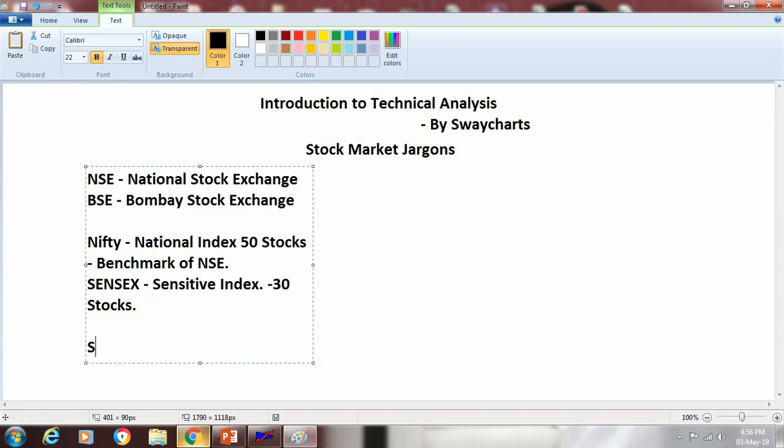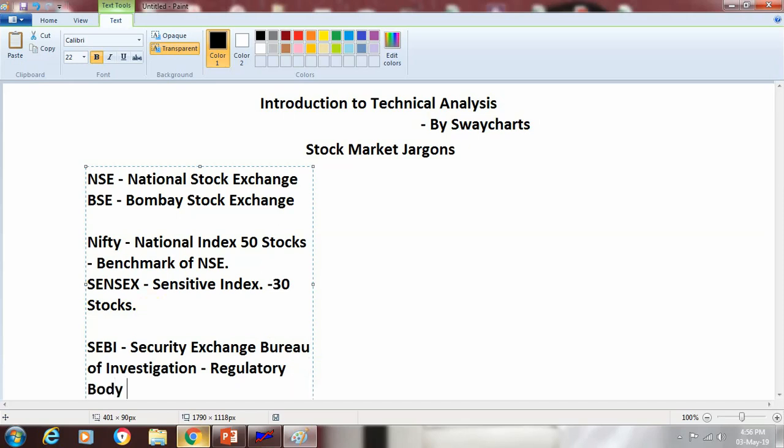Then let's speak about something called SEBI. This is nothing but Securities Exchange Board of India. It is basically the regulatory body for the exchange and investors, right? So they are responsible for any regulations that have to be done between the companies which are listed on the exchange, for the exchange themselves, along with the investors in the exchange. So these are a few of the terminologies that we should be aware of, or the stock market related jargons.